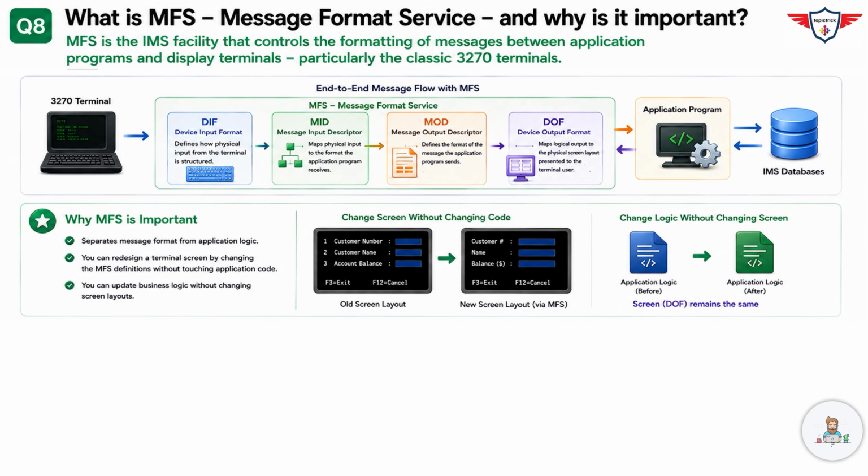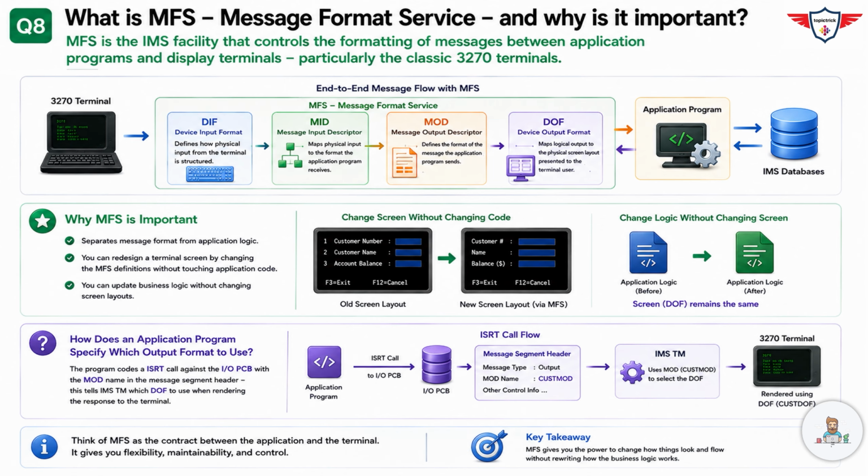Sometimes you get a follow-up question that says, how does an application program specify which format to use? So you can answer that. You can use an insert call against the input-output PCB with the MOD name in the message segment header. And when I say MOD, that means message output descriptor. This would eventually tell IMS Transaction Manager which device output format to use when rendering the response to the terminal.